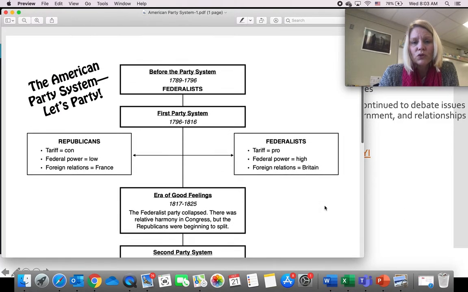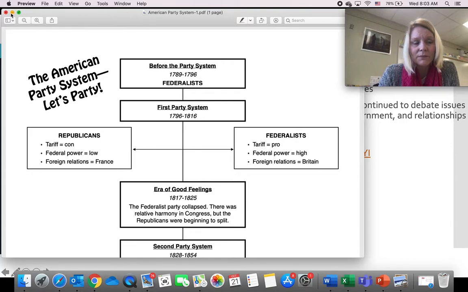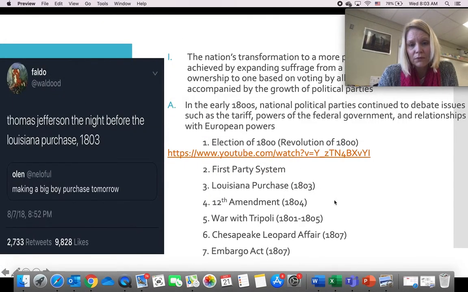So I'll also show you this graphic that I have. It's up in my room. I'm sure you probably looked at it. But we'll talk about the party system here in a little bit.